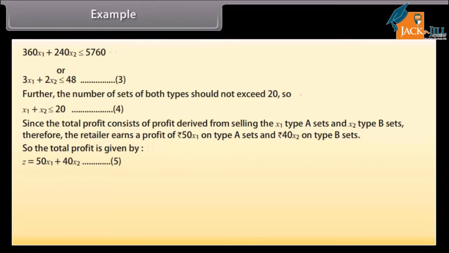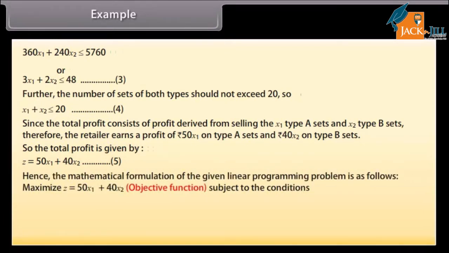Mark it as 5. Hence, the mathematical formulation of the given linear programming problem is as follows. Maximize Z equals 50x1 plus 40x2, subject to the conditions 3x1 plus 2x2 is smaller than or equal to 48, x1 plus x2 is smaller than or equal to 20, x1 is greater than or equal to 0, x2 is greater than or equal to 0.